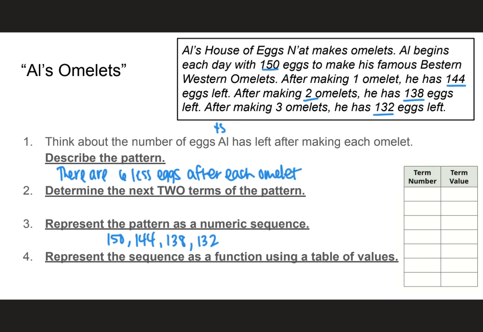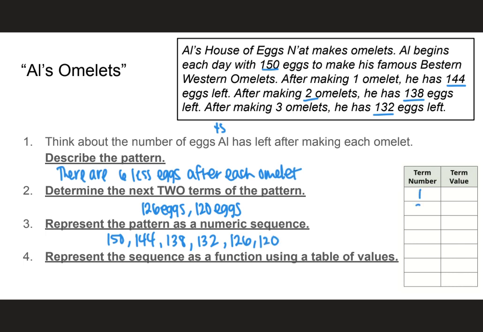So determine the next 2 terms of the pattern. So if we start at 132 and we subtract 6 from there, that would give us 126 eggs. And then we subtract 6 from that would be 120 eggs. So let's add those to our sequence. So 126 and then 120.